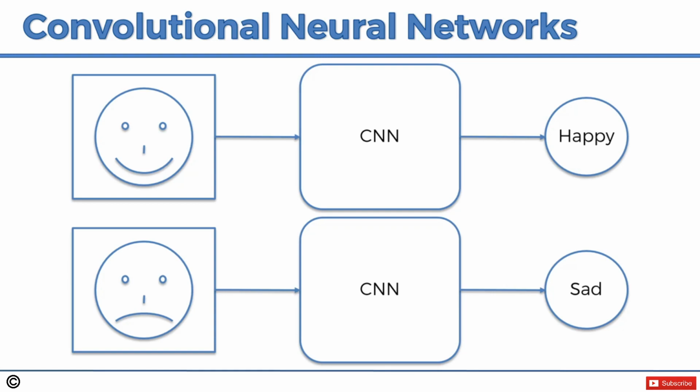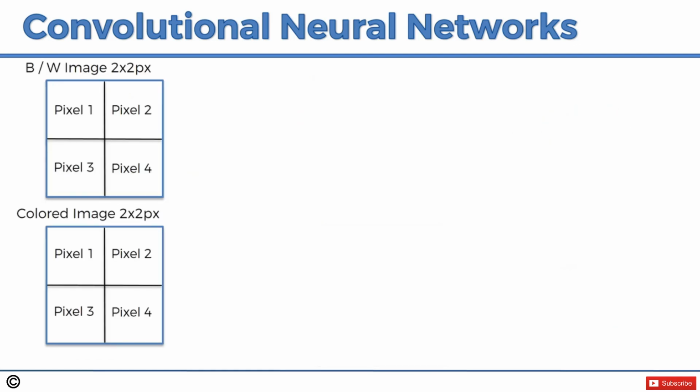But how is a neural network able to recognize these features? Well, it all starts at the very basic level. Let's say you have two images. One is a black and white image of 2 by 2 pixels, and one is a colored image of 2 by 2 pixels. Neural networks leverage the fact that the black and white image is a two-dimensional array. So the way we see it right now on the left is just the visual representation, some kind of picture, and for simplicity's sake, it's just a 2 by 2 picture.